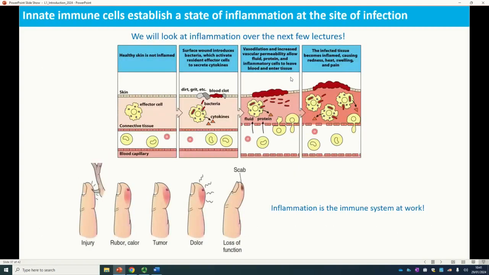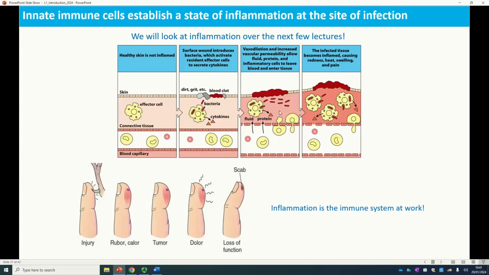If we look at inflammation, which is something that we'll cover in the next few lectures, inflammation is essentially a hallmark of the immune system at work. So you can see here we get a small prick on the finger. This introduces some bacteria. Once we get bacteria, this will activate our resident effector immune cells. These will release cytokines, signaling molecules that will help to recruit additional immune cells.